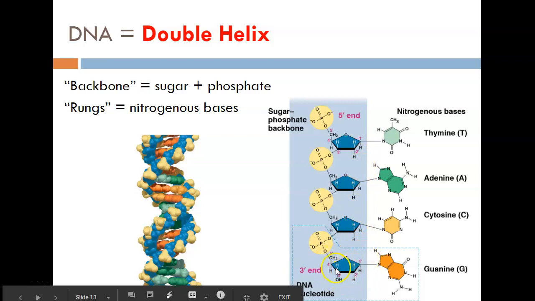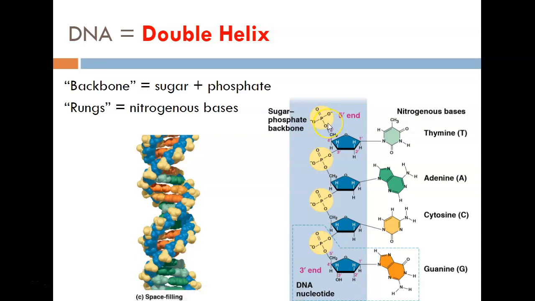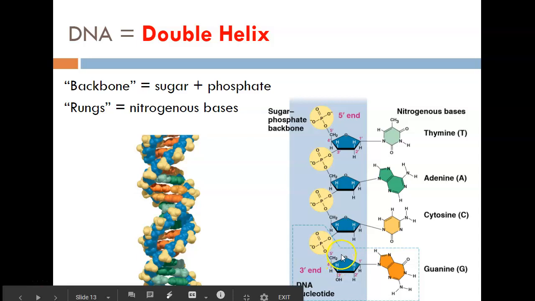And based on where we number them, the 3 is in the bottom left, and that's where the next phosphate and sugar group will attach. Whereas up here, the head is on the 5' end. So that's where it originates from, but you just really always need to know that all of the directionality is 5' to 3'. The backbone itself is an alternating phosphate, sugar, phosphate, sugar, phosphate, sugar, phosphate, sugar.